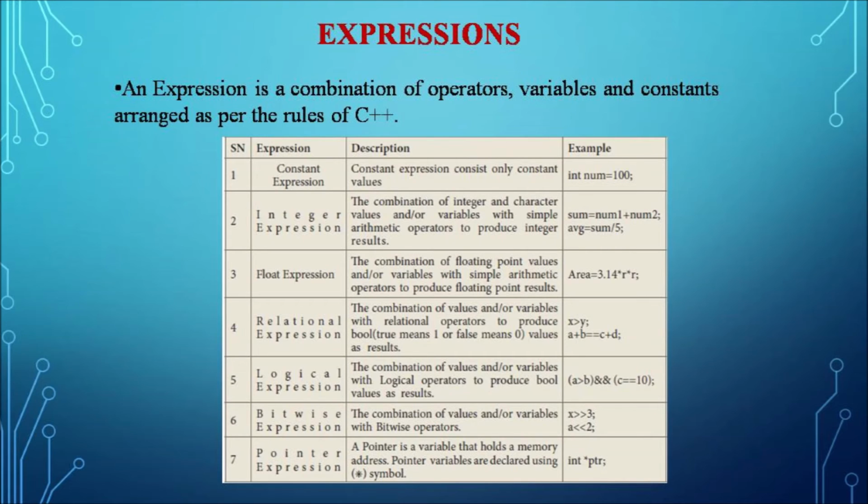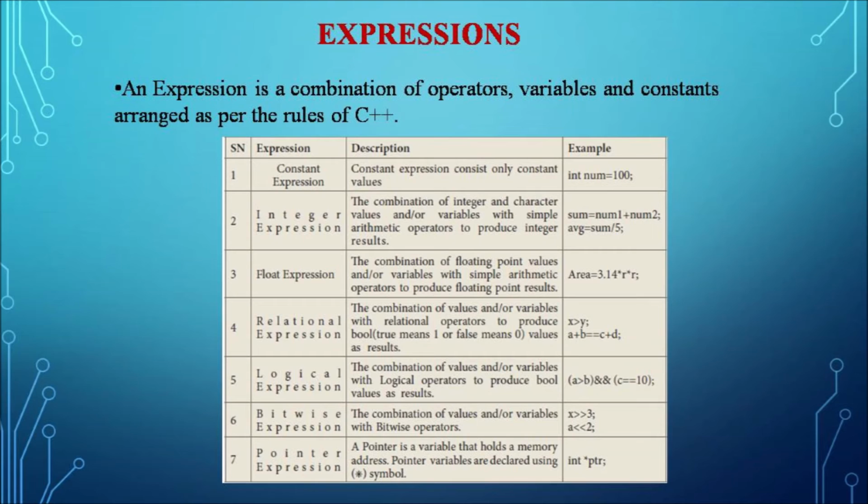The next example is average. Average is equal to sum divided by 5. Again it is a combination of variable and operators. And the next one is float expression. In a float expression, the result will be in decimal point, fractional part, and that will be stored in a variable. It is a combination of floating point values or variables with a simple arithmetic operator. So the result will be floating point, that is, with decimal points.